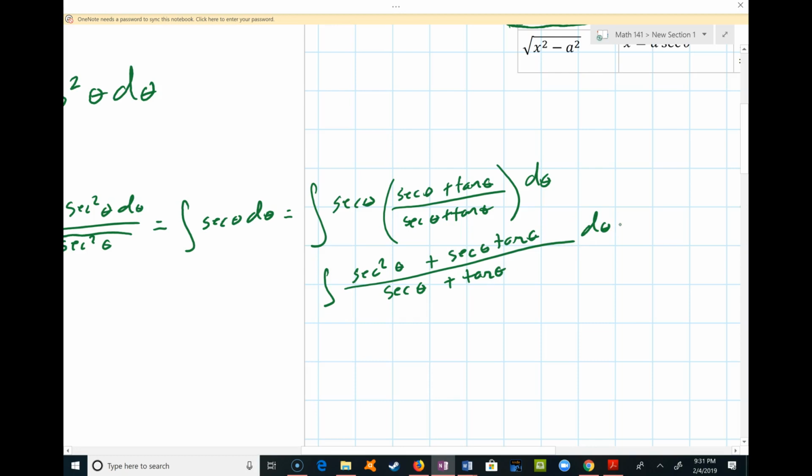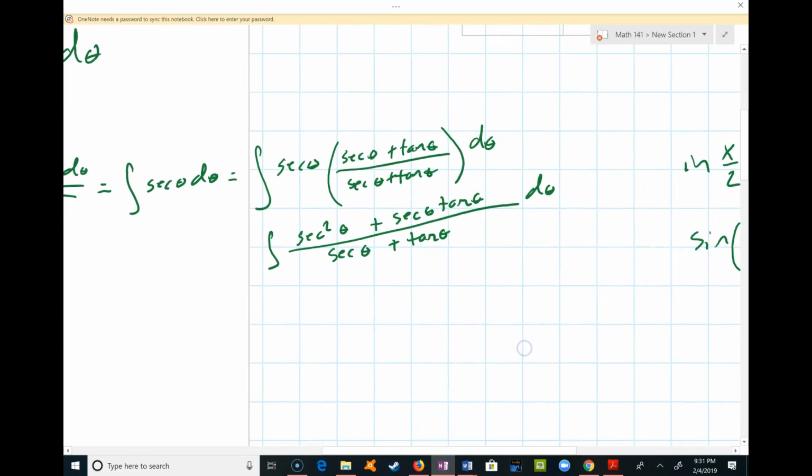Now, why would we want to do that? That seems like a crazy thing, but if you look closely, you realize that the top is now the derivative of the bottom, because the derivative of tangent is secant squared, and the derivative of secant is secant tangent. So then this just becomes the natural log of, well, I better do a little u substitution here, so you can see it.